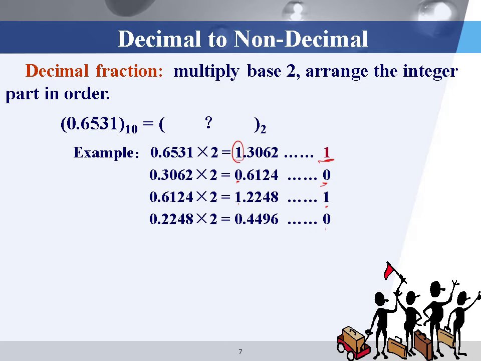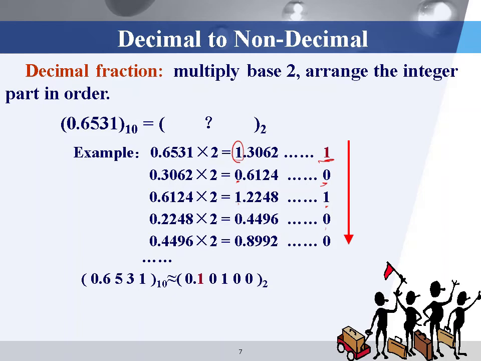Some of the numbers we can get to an eventual integer, but for some of the numbers we cannot finish this process actually. So we are going to arrange the integer parts in the same order as we get them. So this number in binary will be 10100.